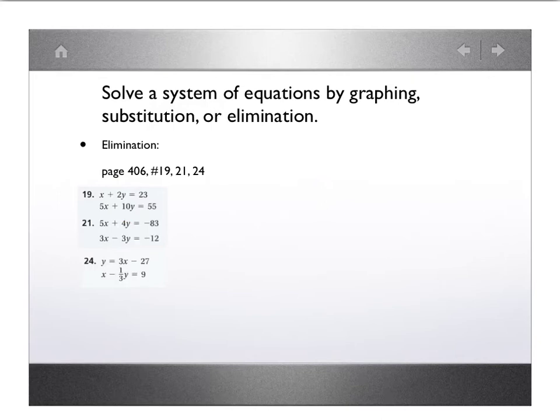Okay, elimination. So page 406, 19, 21, and 24. I want you to try them. Remember that elimination is where you're going to either add or subtract to eliminate a variable. None of these are readily set up for elimination, so you're going to have to manipulate each one. You're going to have to adjust, multiply the equations, think about it, use your notes, and I'm going to write it out and come right on back.